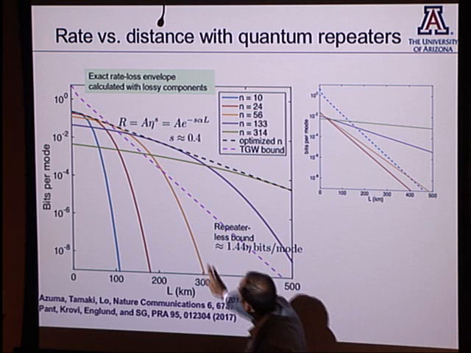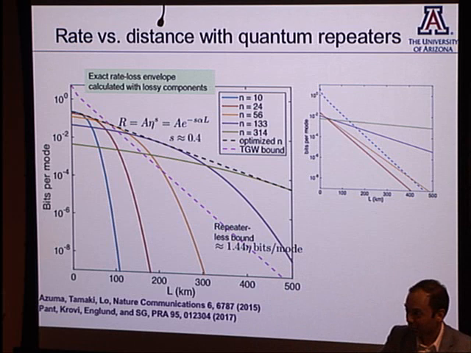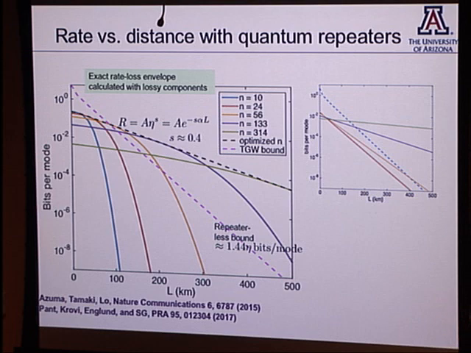And these individual plots correspond to using a certain number of repeaters. So at every distance between Alice and Bob, there is an optimal number of repeaters you need to use. If you use more, you hurt yourself, because each repeater node adds probabilistic operations. So there is an optimal number, and that envelope, you can prove it. It comes out that way.